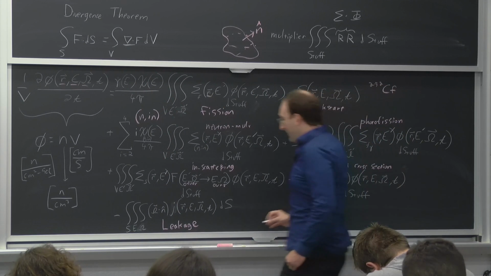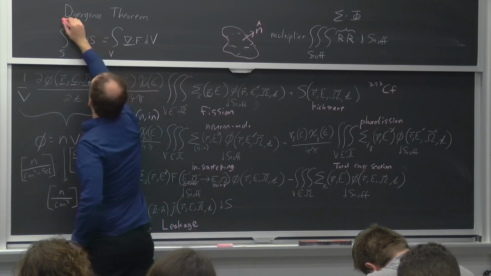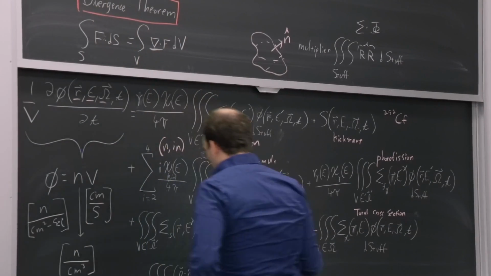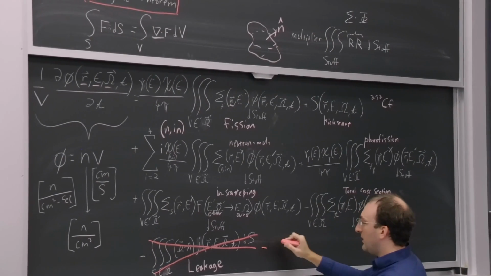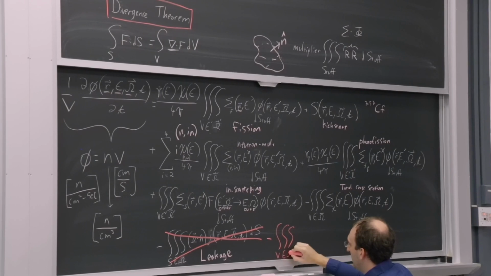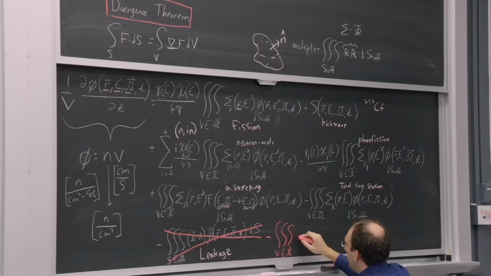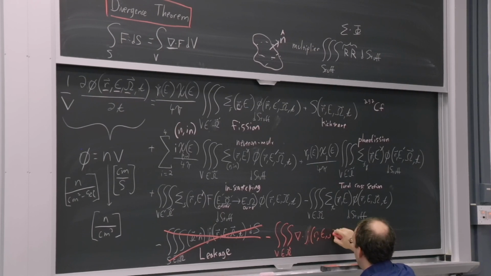So we can then rewrite this term. Let's start our simplification colors. That's our divergence theorem. So let's get rid of it in this form and call it minus integral over all that stuff. Then we'll have del dot little j, have to be careful, r, E, omega, t.